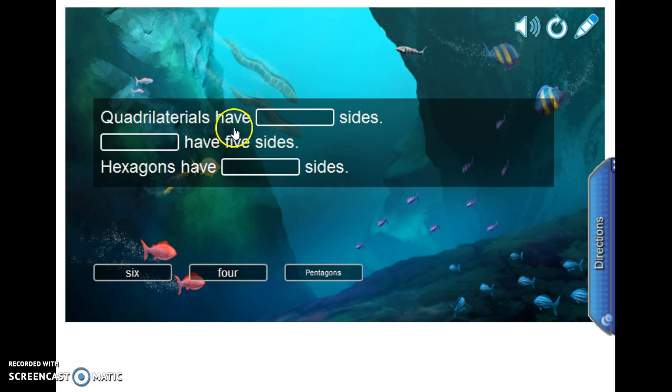So quadrilaterals have blank number of sides. So how many sides does a quadrilateral have? And it should be one of these answers down here. Okay, I see everyone's eyes, so we'll go on to the next one. Blank have 5 sides. So what shape has 5 sides? This one should be a little easier for you.